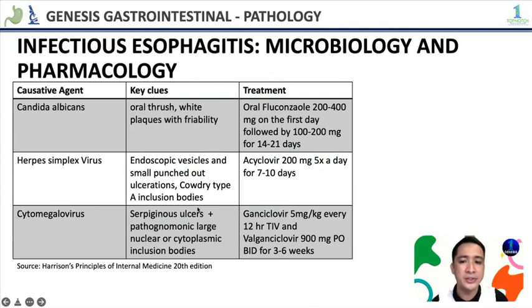Cytomegalovirus infection, the CD4 count of less than, does it ring a bell? CD4 count of less than 50, you're going to suspect CMV infection. Usually CMV is an AIDS-defining illness. They usually present with serpiginous ulcers and pathognomonic large nuclear or cytoplasmic inclusion bodies. The drug of choice, ganciclovir. Side effect of ganciclovir, bone marrow suppression.